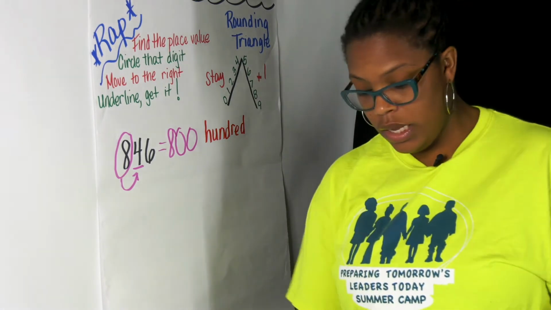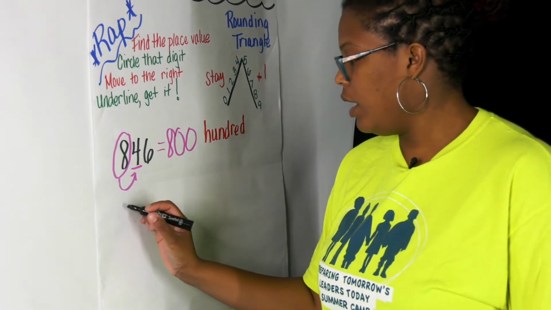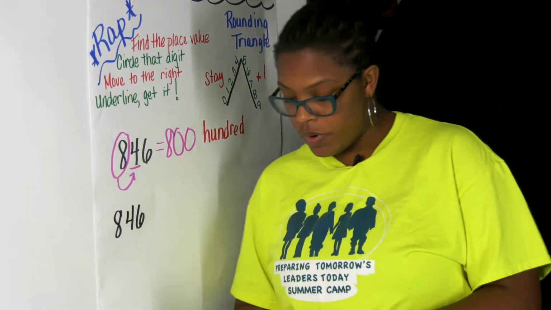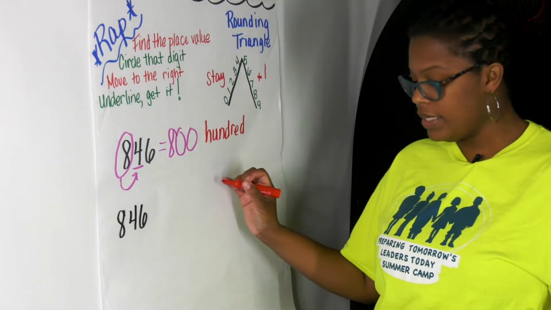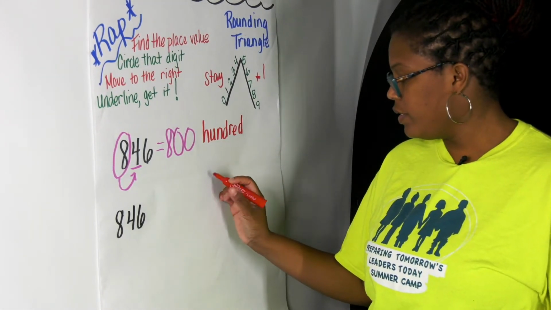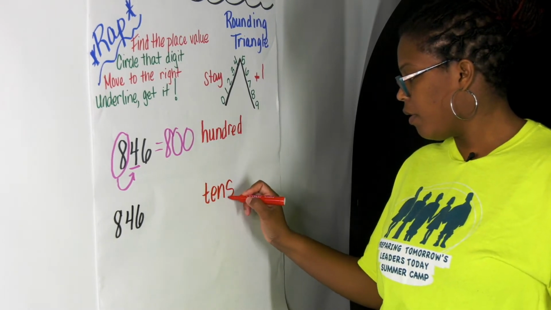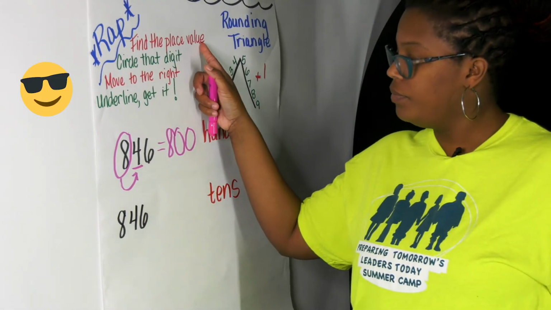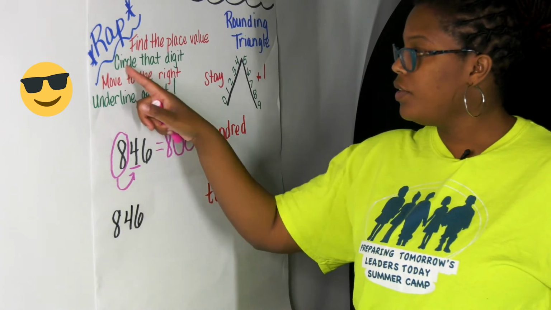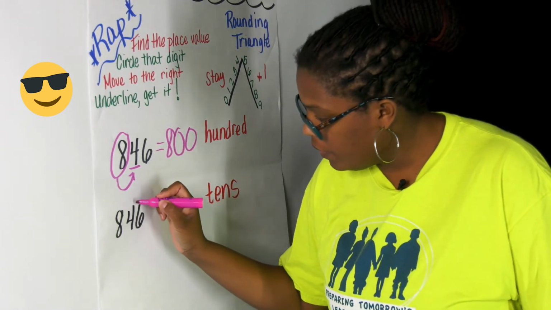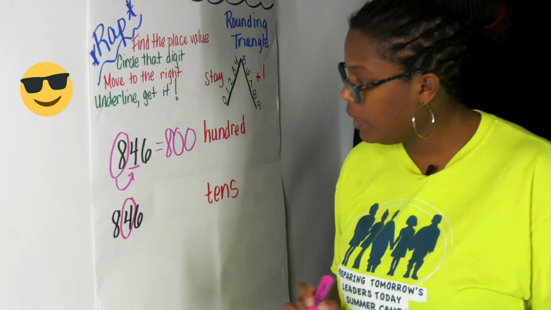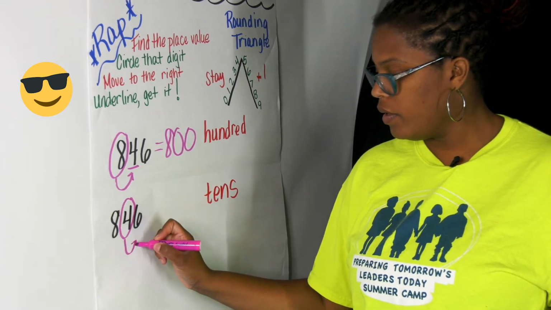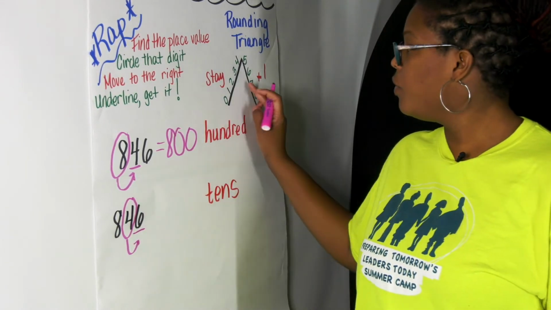Now I'm going to take that same number, 846, and I want to round to the nearest tens place, the nearest tens. So let's use our wrap. Find the place value, tens place, circle that digit. The 4 is in the tens place. Move to the right. Know your left from right. This is your right. Underline. And where are we getting it from?